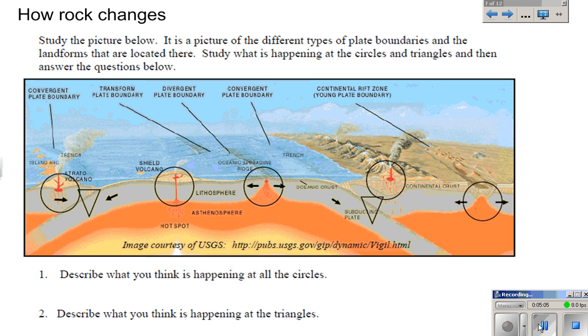How rock changes. Study the picture below. It is a picture of different types of plate boundaries and the landforms that are located there. Study what is happening at the circles and triangles and then answer the questions below. Number 1. Describe what you think is happening at all the circles. Number 2. Describe what you think is happening at the triangles. After you've answered these questions, you are ready for part 2 of this lesson.